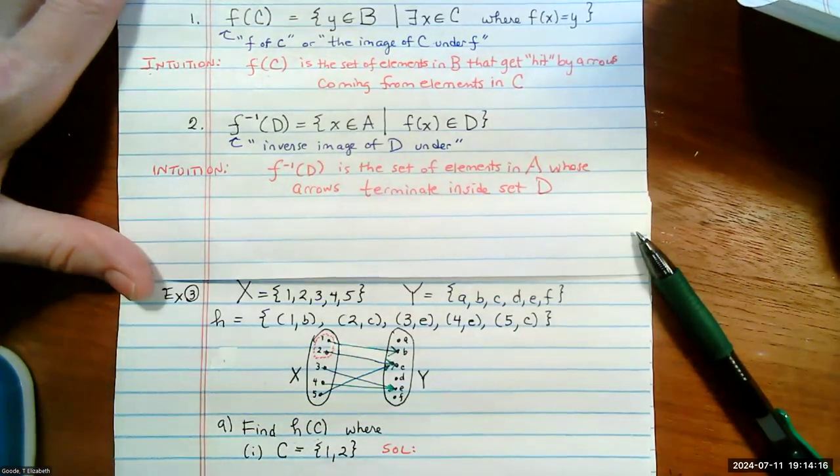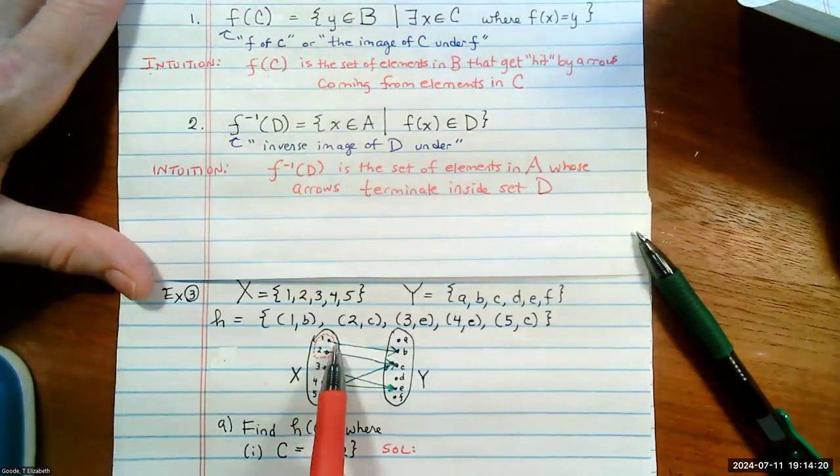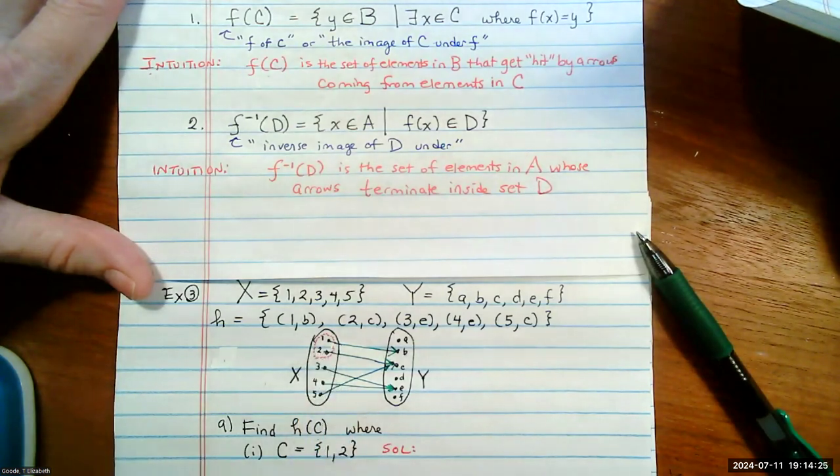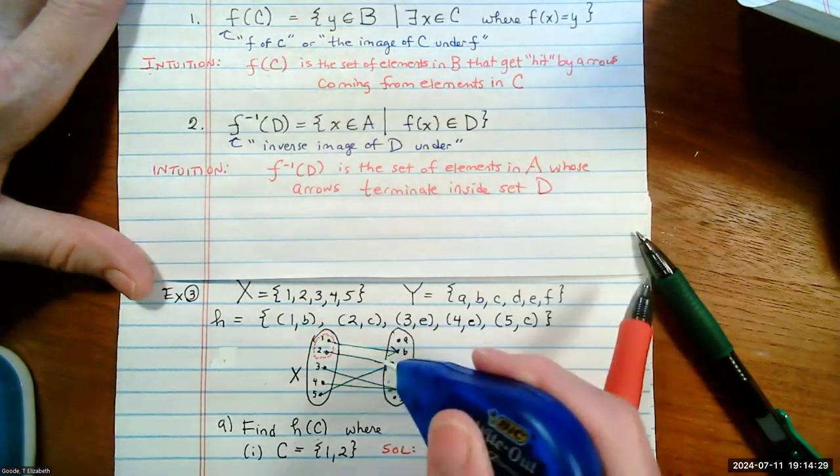Yeah, excellent. So what is the image of C? In other words, let's look at the arrows coming out of this subset C. Where do they go? What do they hit? What elements are getting hit?